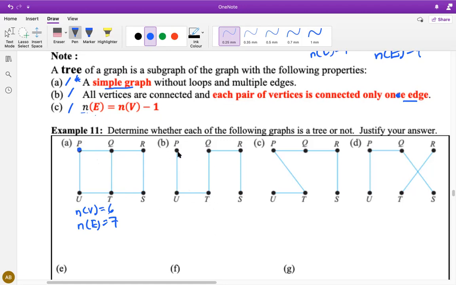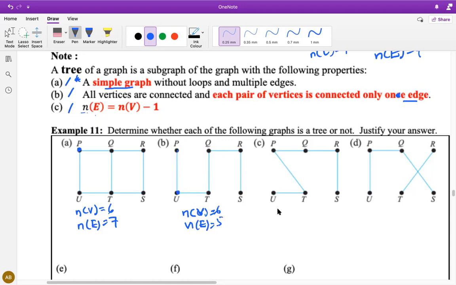B, okay, you can see B. If I want to go from P to S, I have one root only. And then each point is connected to another point with one edge. This one also one edge, one edge, one edge, one edge, right? So this one is a tree. And the vertices are 1, 2, 3, 4, 5, 6. So vertices are 6, and the number of edges is 1, 2, 3, 4, 5, right? So it fulfills A, B, and C.